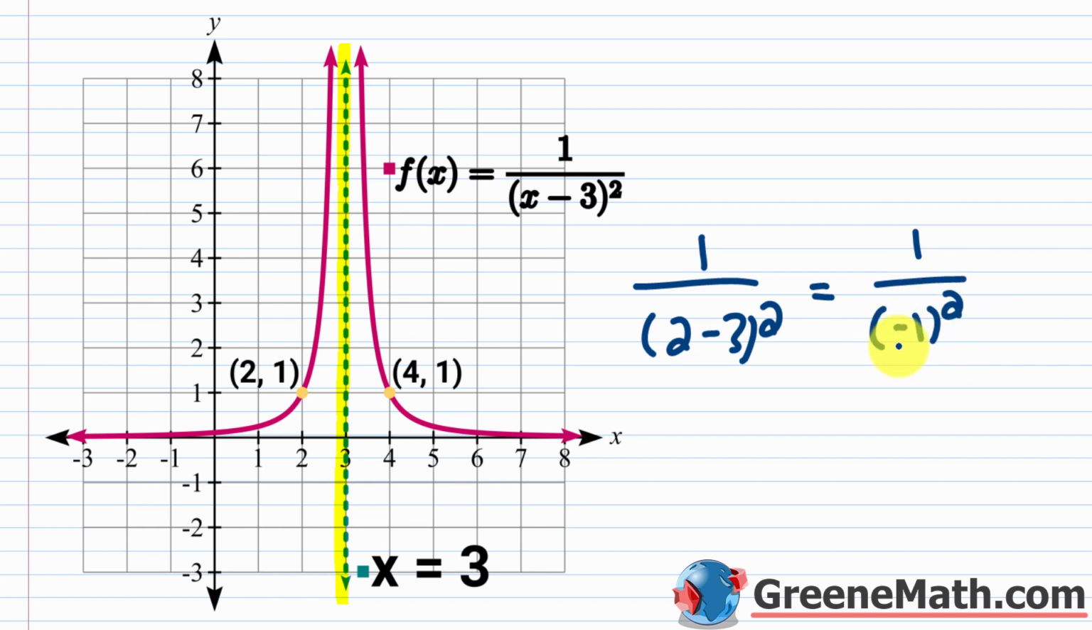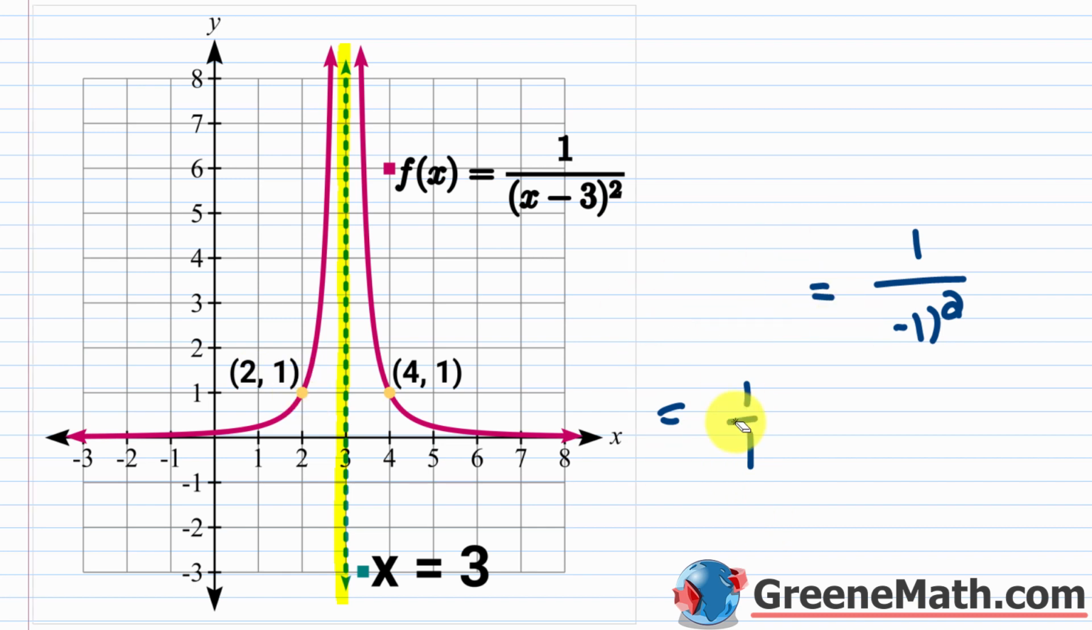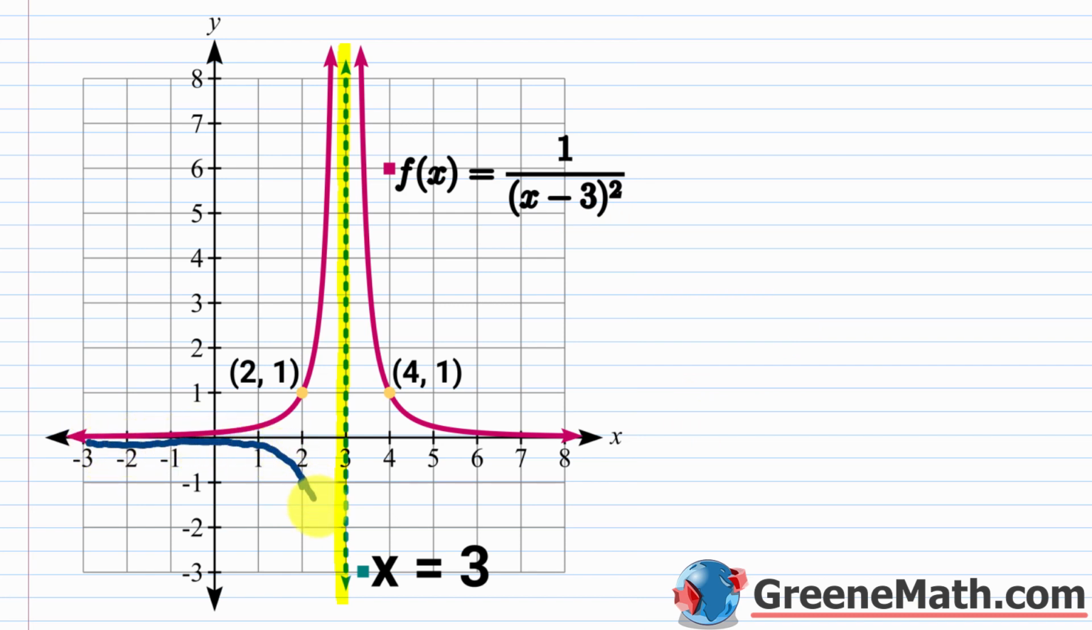But the fact that I'm squaring a negative makes it a positive. So I get 1 over 1. So I end up with 2 comma positive 1. If I had something like f of x equals 1 over just x minus 3, well, now that point would be down here. And what would end up happening is you would have something that looks like that. So you'd have this and then this.